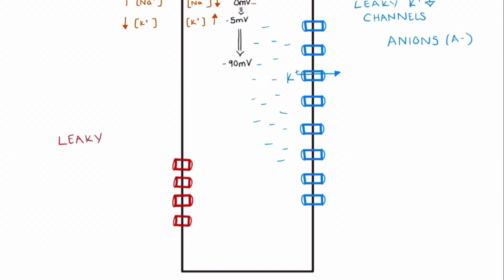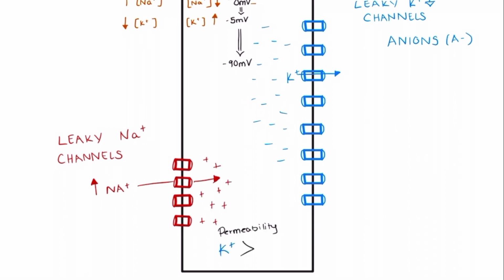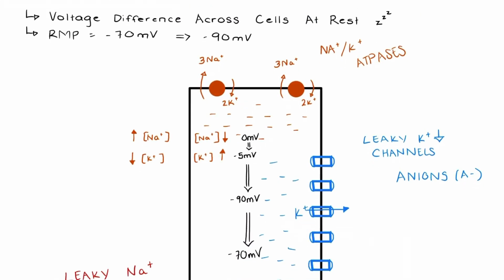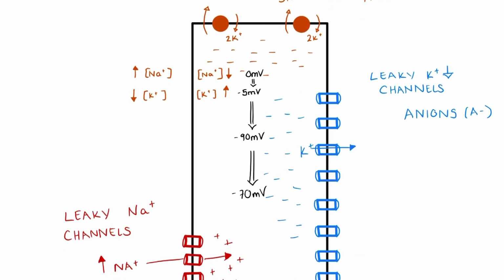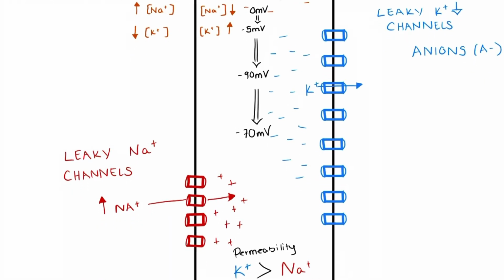On the bottom left here, we have leaky sodium channels, and if we follow the rule of high to low, we know that the high amounts of sodium on the outside will leak into the cell, where there is a low concentration of it. Potassium is more permeable than sodium, so when sodium comes in, there's not much of an effect. Voltage only changes from negative 90 millivolts to negative 70 millivolts. So this ultimately explains the voltage difference and the resting membrane potential.